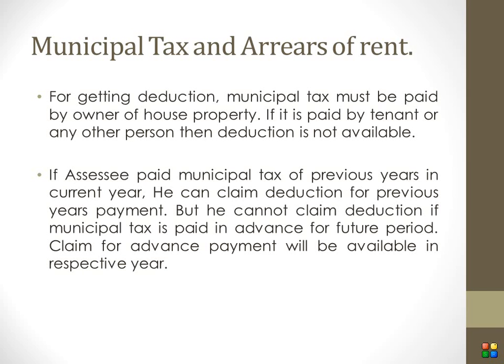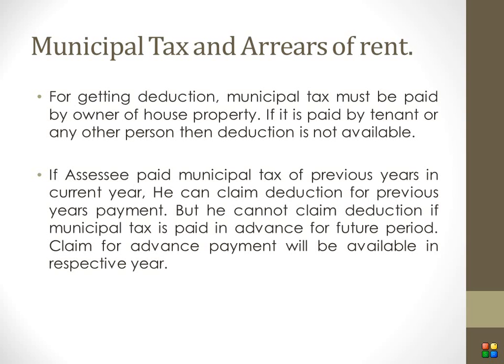But if he paid up to 2017 and 18, then he cannot claim, because it is for a future period. If he wants to claim that deduction, he can claim it, but in the respective year. That means if he paid advance tax for 16 and 17, then he can claim in 16 and 17 itself. He cannot claim in 2015 and 16. So I hope you understand the first and second conditions.